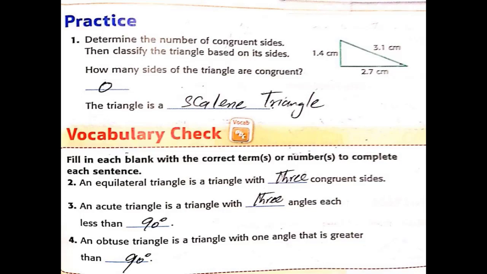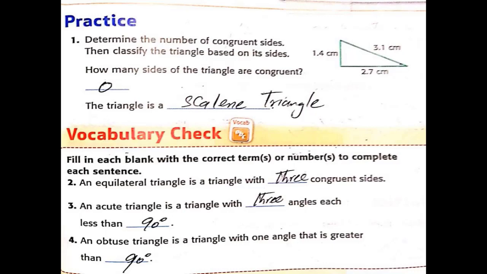How many sides of the triangles are congruent? No side. So we will write 0 because all sides are different. In the given line, we will write 0. The triangle is a scalene triangle. Why? Because all sides are different, right?